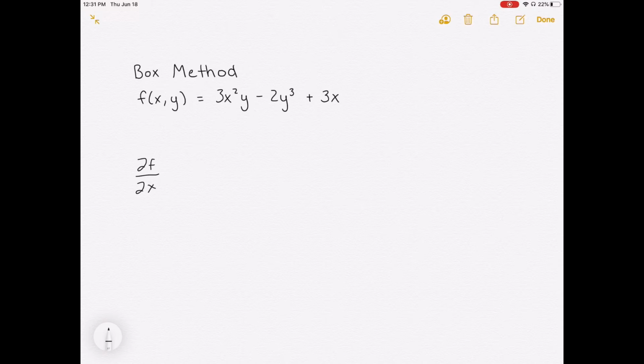So the first thing that I'm going to do here is rewrite the function with a box around each of the y's and any exponents or natural logs that are attached to the y's. This is because if we're treating y as a constant, y squared is still a constant, and the natural log of a constant is still a constant. So the box reminds us that, again, we're not treating y as a variable.